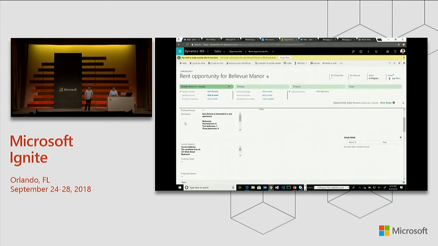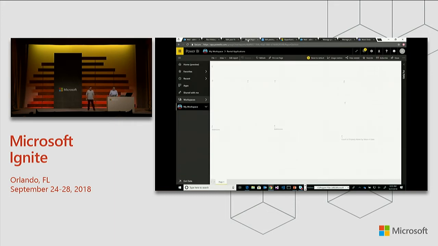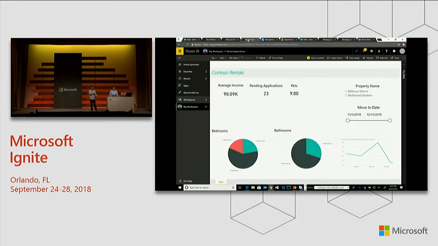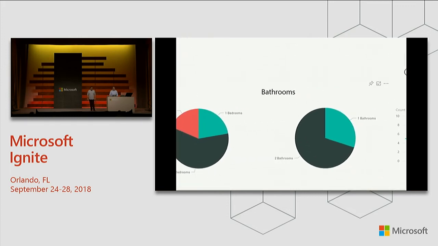Let's show you Power BI as well. So yeah, I want to see this dashboard. So here's the Power BI dashboard that I built, which is going to give us some insight in terms of, what do our candidates look like? Here we can see that we've got 23 pending applications. The average income is about 90K. We can see the distribution of bedrooms, 1 bedroom, 2 bedrooms, and also bathrooms as well.